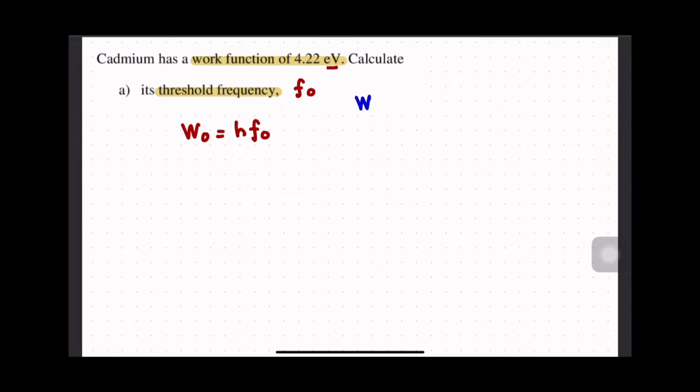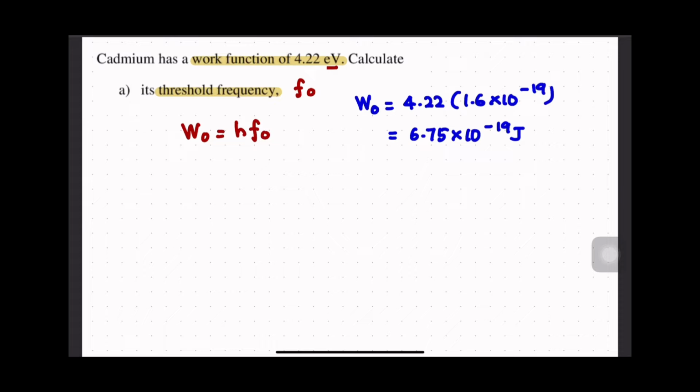Okay, work function is equal to 4.22 times 1.6 times 10 to the power of negative 19. If you want to convert the work function to joule, 4.22 times 1.6 exponent negative 19. So you get 6.75 times 10 to the power of negative 19 joule. This is its work function.